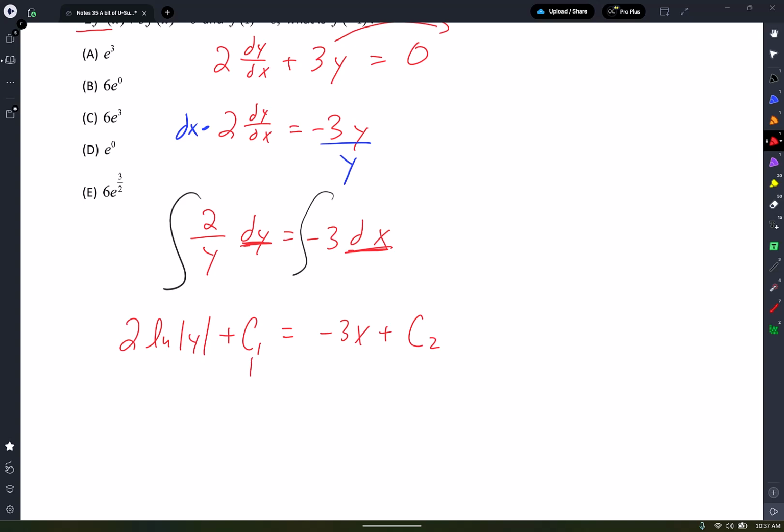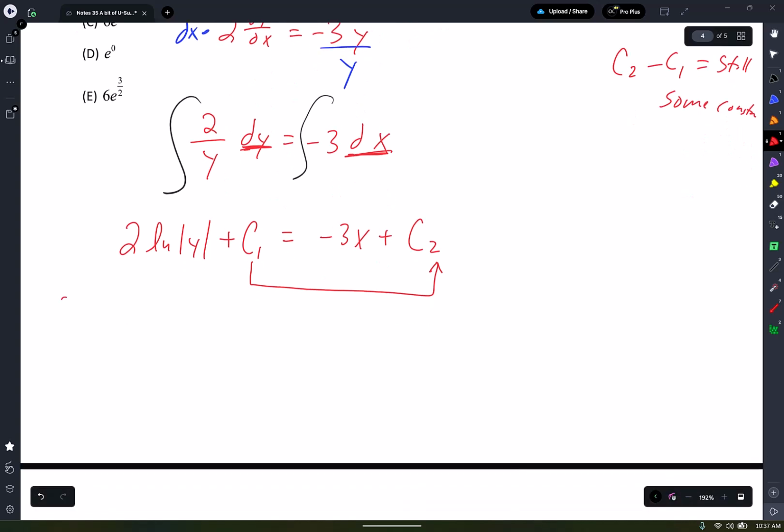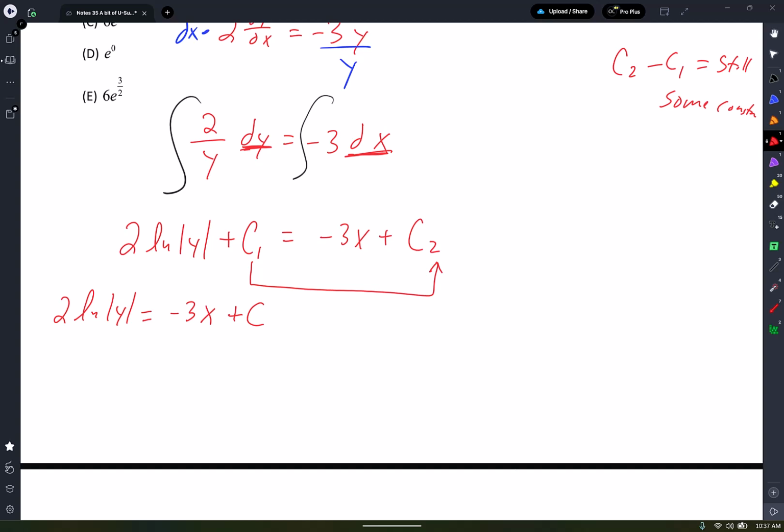You see these two right here? If I go C2 minus C1, isn't that just still a constant? Still some constants. So that's what I'm going to do. I'm going to rewrite it. 2 ln absolute value of y equals negative 3x plus c from this. It doesn't matter because it's still some constant when you add up the constants. Are we okay?